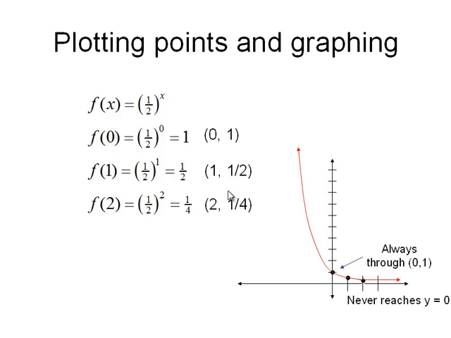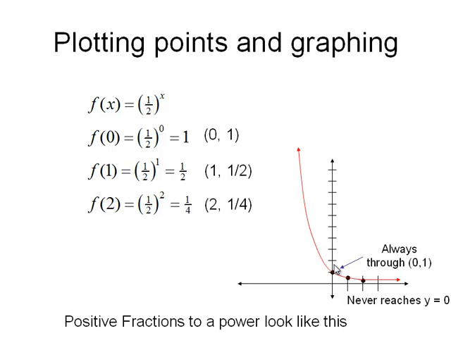When we plot these points, we get the same starting point, 0, 1. Then you get 1 goes up 1/2, 2 goes up 1/4, and it keeps getting smaller and smaller, so it flattens out. So this particular curve starts way up high and goes down. Again, it never reaches 0, and it always goes to the point 0, 1. Now, anytime you have a fraction less than 1, that's what the graph is going to look like.